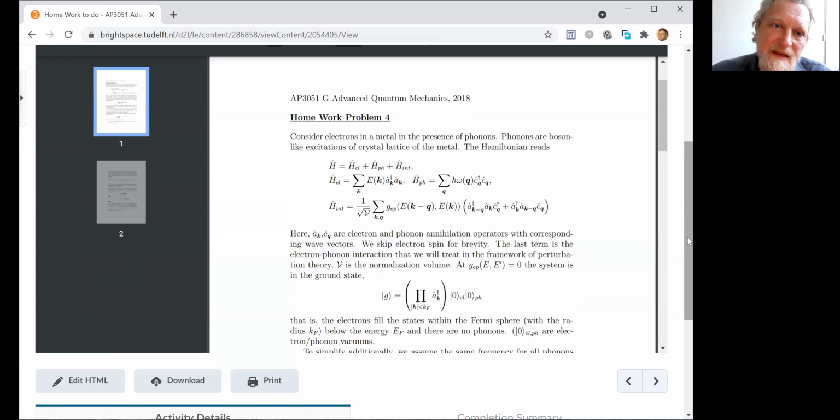Very good. So we start with electrons in a metal in the presence of phonons. Electrons are fermions. Phonons are bosons. They are excitations, basically oscillations of the crystal lattice of this metal. Let us look at the Hamiltonians. We consider three terms. This one describes electrons. This one describes phonons. And there is interaction between these two.